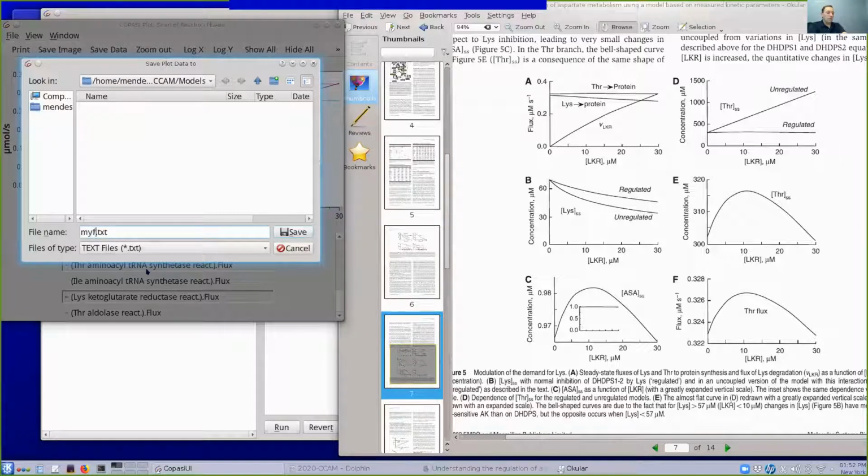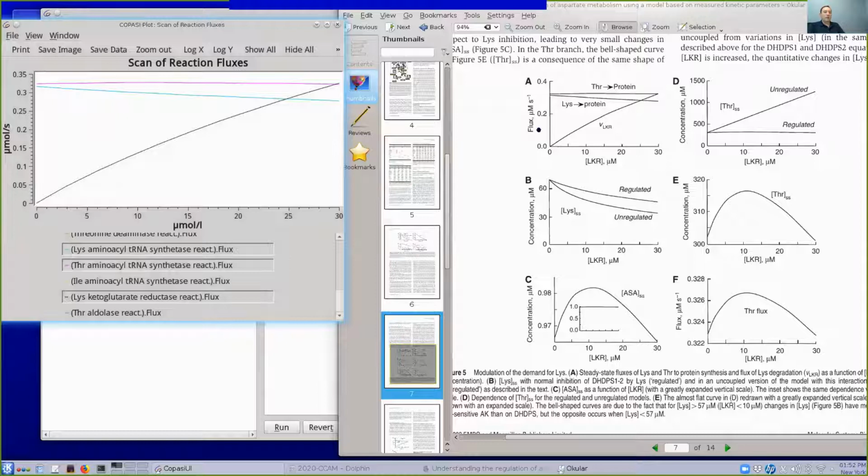So I would call it my Fig 1 or Fig 5a, and save it. These are tab separated files, so I'm going to call it TSV, and then you could load that into Excel, and you could use that to make a figure or even some better program. Any questions?